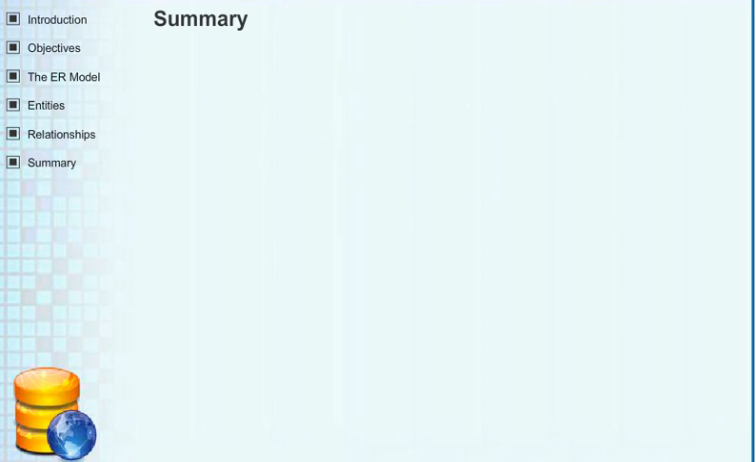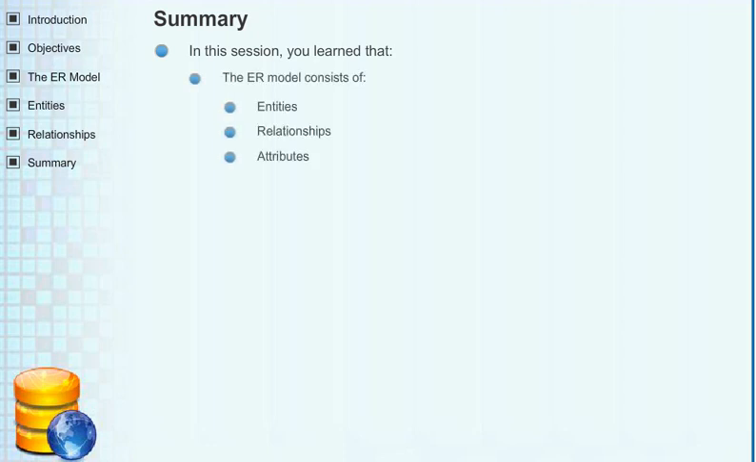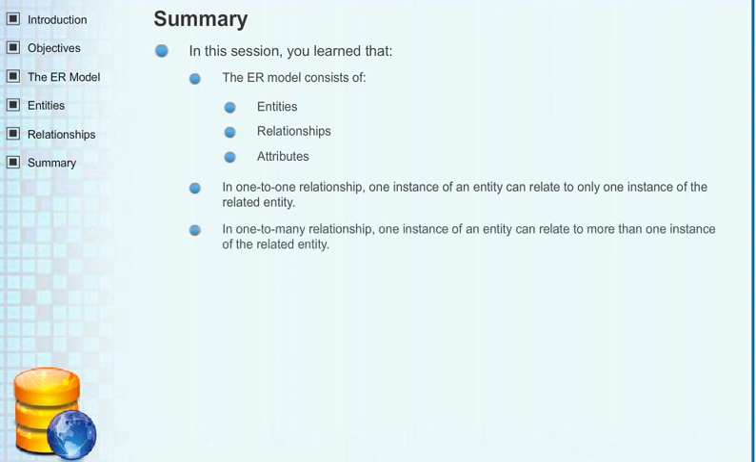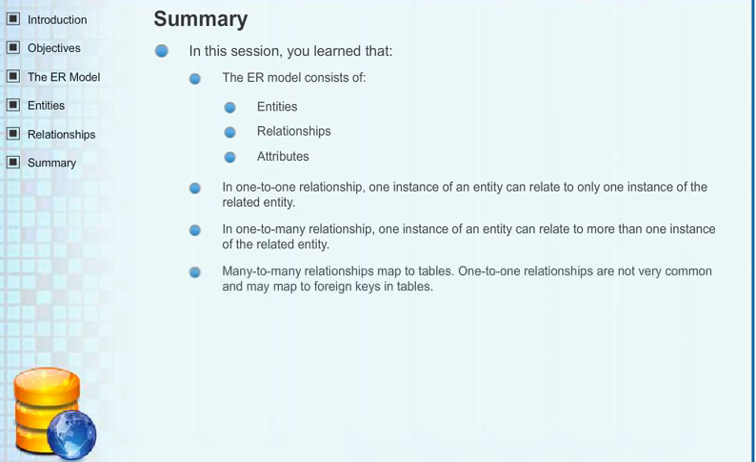Let us now summarize all that you have learned in this session. In this session, you learned that the ER model consists of entities, relationships, and attributes. In one-to-one relationship, one instance of an entity can relate to only one instance of the related entity. In one-to-many relationship, one instance of an entity can relate to more than one instance of the related entity. Many-to-many relationships map to tables. One-to-one relationships are not very common and may map to foreign keys in tables.